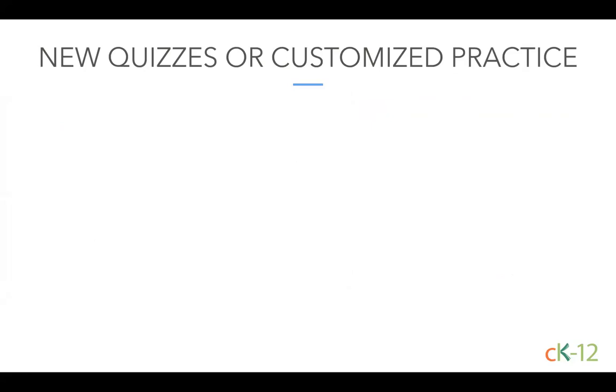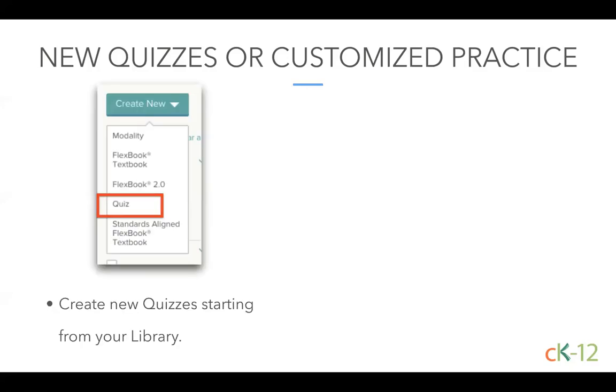So now the question is, what happens? How do you start? What are you doing if you're looking to customize practice to create your own quiz? So if you want to create a brand new quiz, you can start from your library. So in your library on CK-12, under that Create New button, you choose Quiz, and that will bring up a brand new quiz with no content in it, and you can start from scratch there. You can then add existing CK-12 concepts and questions or create your own within that quiz.